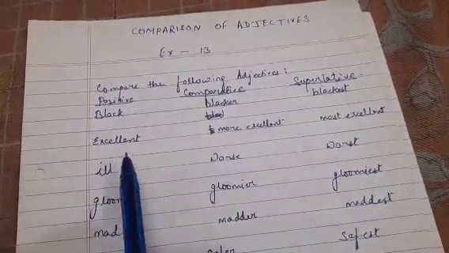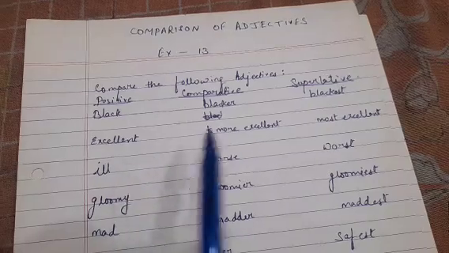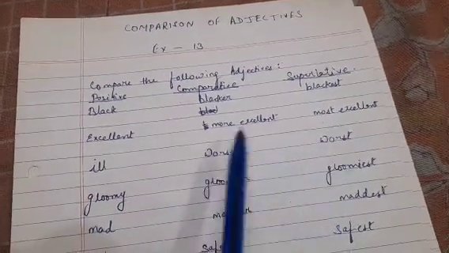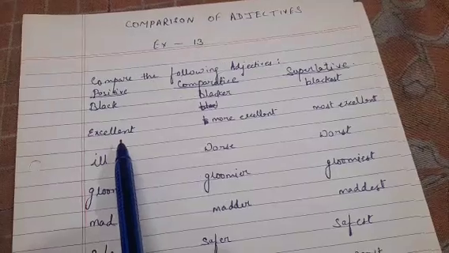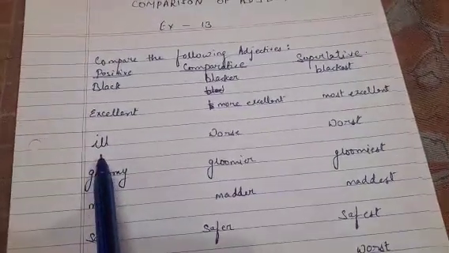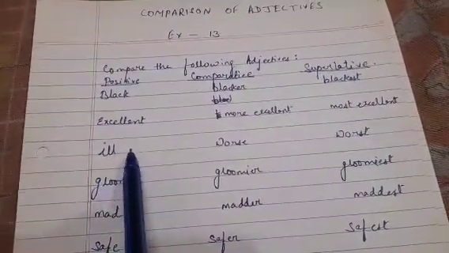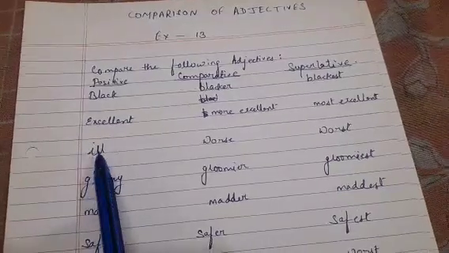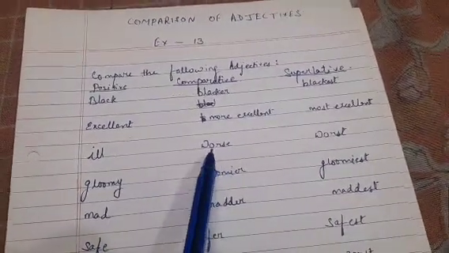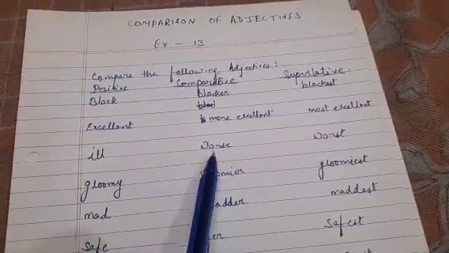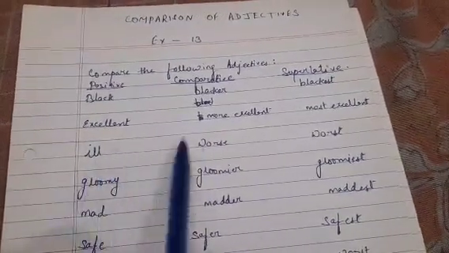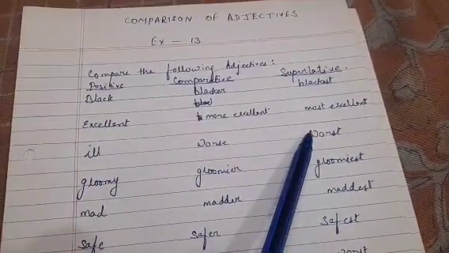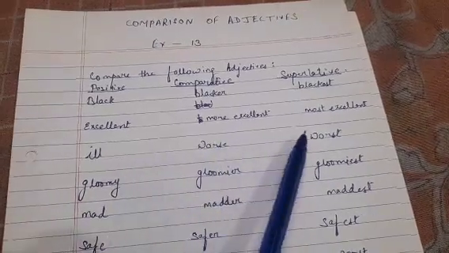Next we have excellent. So it will become more excellent and most excellent. Why? Because this word contains more than 2 syllables. Then comes ill. Now this is an irregular adjective, because in its formation to comparative and superlative, it won't take the positive word, but a completely different word. Like ill will become worse and worst. So these types of adjectives are known as irregular adjectives.